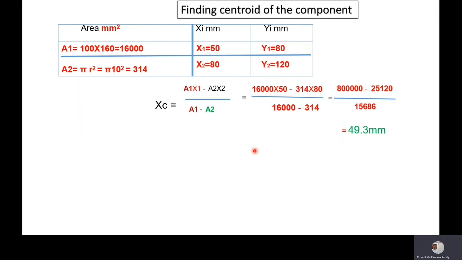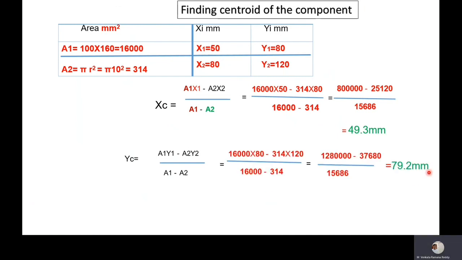Then yc, y coordinate value is equal to a1 y1 minus a2 y2 by a1 minus a2. a1 value, a2 value is given here and y1 value and y2 value also given here. Just substitute those values in this equation. Then yc is equal to 79.2 mm. So the coordinates of the component are xc is equal to 49.3 and yc is equal to 79.2 mm.